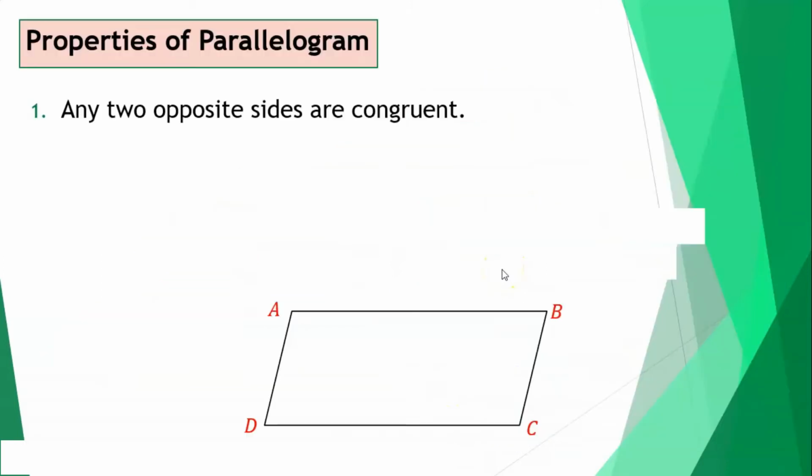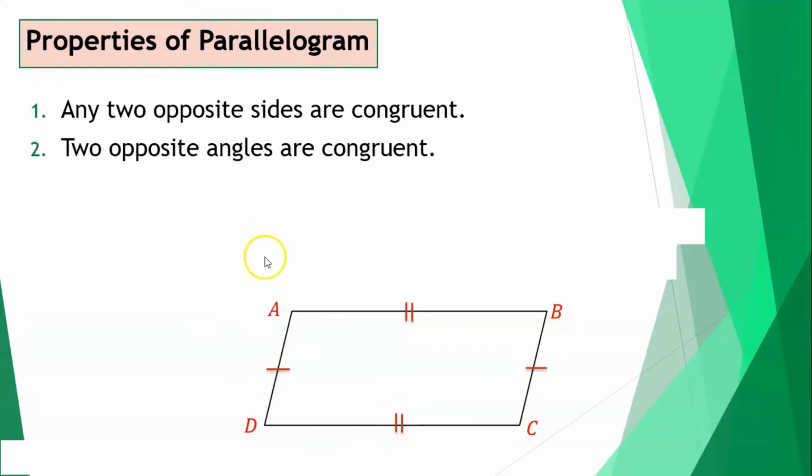Now, a parallelogram has different properties. The first property is that opposite sides are congruent. So with this, AD is congruent to BC and AB is also congruent to CD. By the way, when you name a parallelogram, you should follow a counterclockwise or a clockwise direction. So considering this parallelogram, we can name this parallelogram ABCD, or this could be parallelogram ADCB. So take note of that.